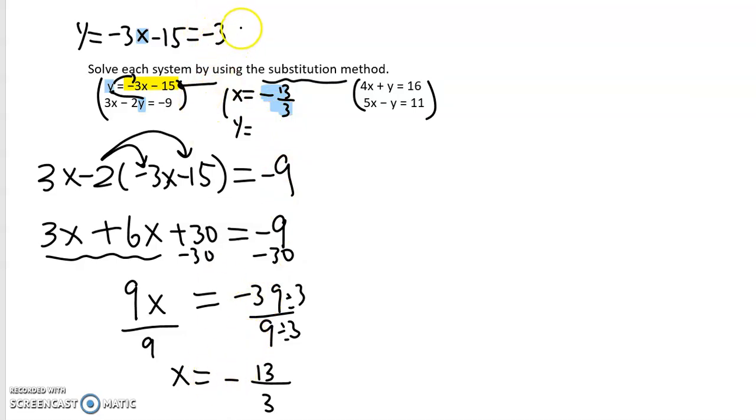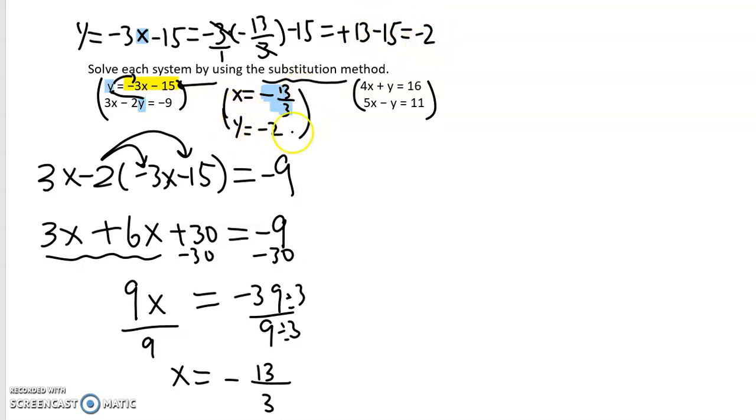So let's do negative 3 times negative 13 over 3, subtract 15. That's going to give us negative times negative, which is positive, and the 3 cancels that 3. So that gives a positive 13 minus 15, which is negative 2. So y should be negative 2. Okay, and if you want to double check your answer, you can plug both x and y into the first equation and into the second equation. They should satisfy both equations.